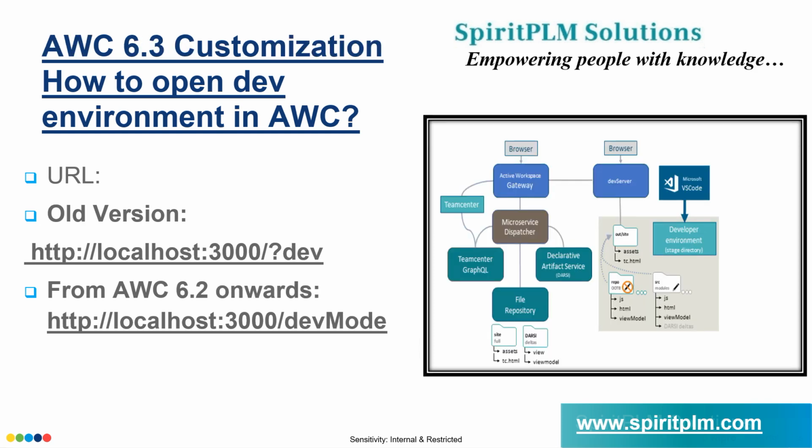But before that, for 6.3 you need to run the development server. Siemens has added the dev server as a separate environment. So you have to start the dev server separately. This is a new feature here. You can see in this image, this is ActiveWorkspace. For development, these are the prerequisites. First, you should have the gateway, GraphQL, plus the declarative UI environment, plus the file repository. That is the prerequisite for ActiveWorkspace customization, you can say.